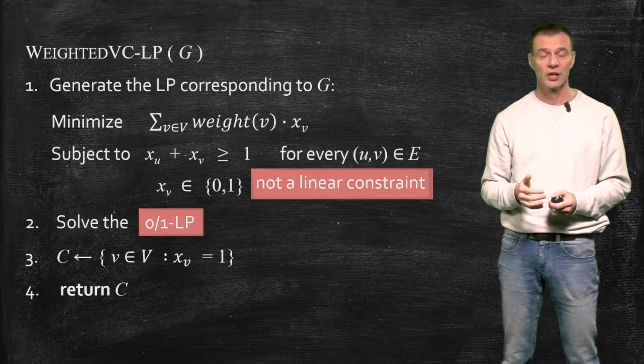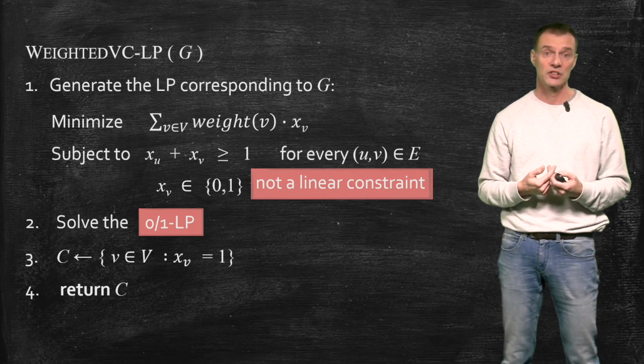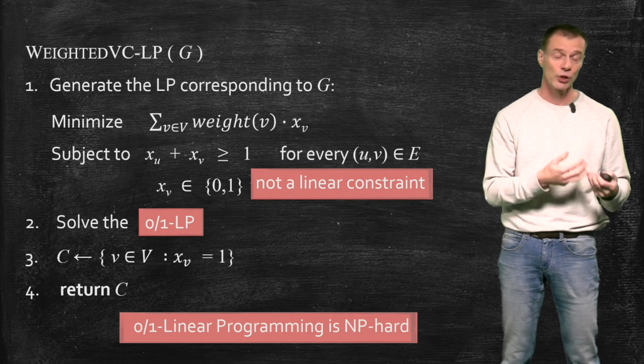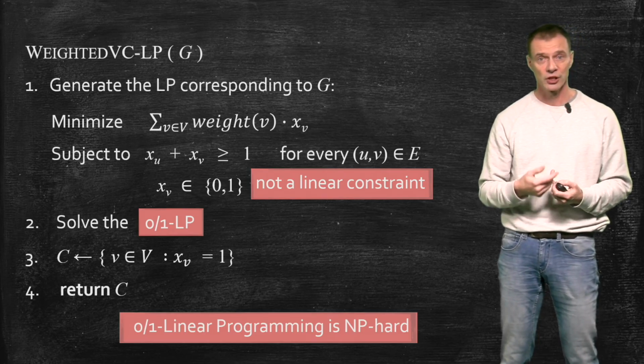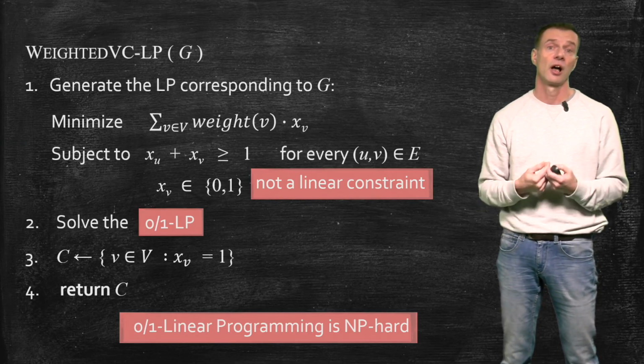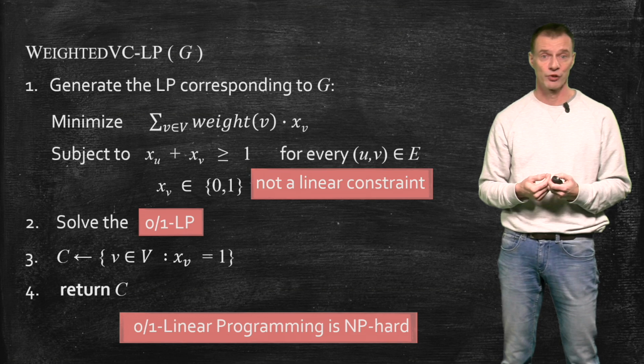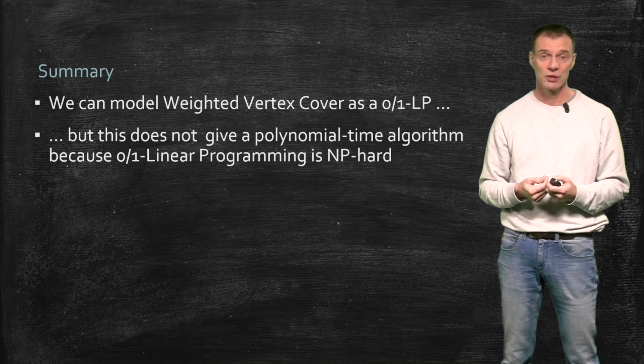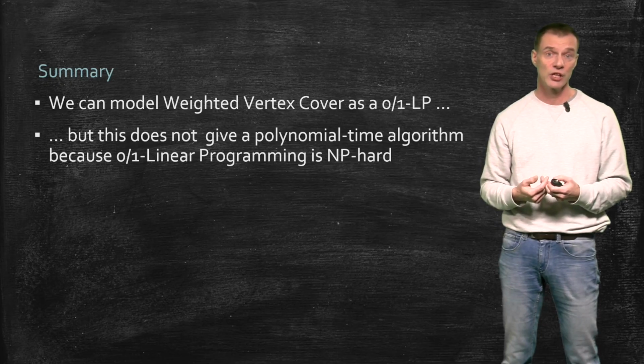And unfortunately, a 0, 1 LP is hard. A normal LP we can solve efficiently. A 0, 1 LP, well, that problem is NP hard, so the solution is not going to be efficient. So it seems that by formulating our problem as a 0, 1 LP, we did not gain anything.